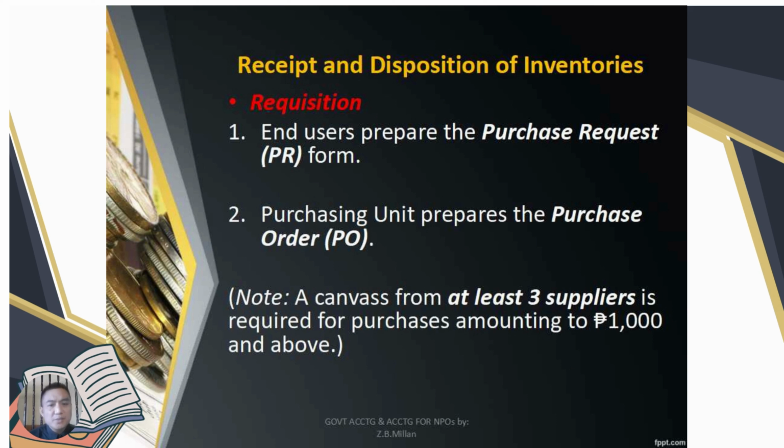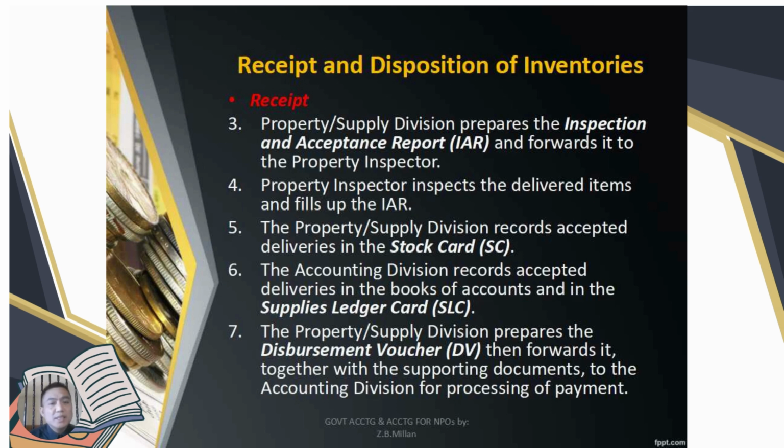Receipt and disposition of inventories, requisition, and users prepare the purchase request. So kapag naubusan ka, syempre mag-request ka, guys. Kapag bibili ka, syempre guys, ayan, purchase order naman po ang iyong i-prepare, guys. Note, a canvass from at least 3 suppliers is required for purchases amounting to 1,000 and above po. So kapag bibili ka ng 1,000 and above, you go to yung mga tindahan na nagbebenta ng mga bibilhin mo guys. At least three ang tatanungin mo. Then you need to prepare an abstract of canvass.